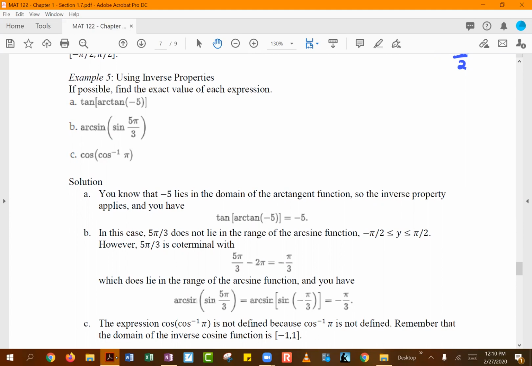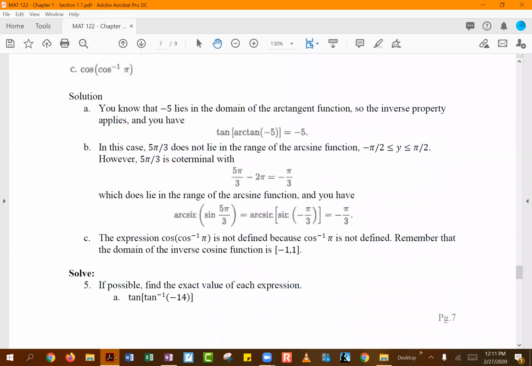Now this is where we're going to run into an issue, right? Because you cannot have 5 pi over 3. So here, do you remember what this angle is called when we subtract 2 pi from it? Coterminal, right? So it's the coterminal angle. So they're using negative pi over 3 because again, it's going to be within the range and 5 pi over 3 will not.